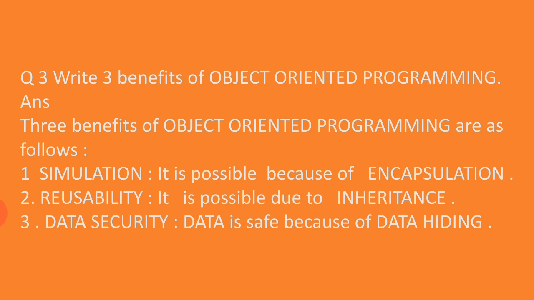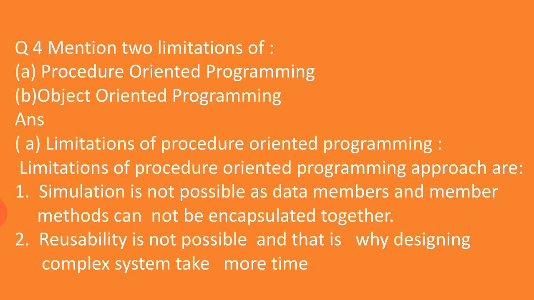Third is data security. Here data is safe because of data hiding, because there is a concept through which data is made private. So what is the result of that? Data is safe from the direct outer access. So if somebody wants to access data, it will only be accessed through the functions of that class, or the member functions, or we call them member methods.